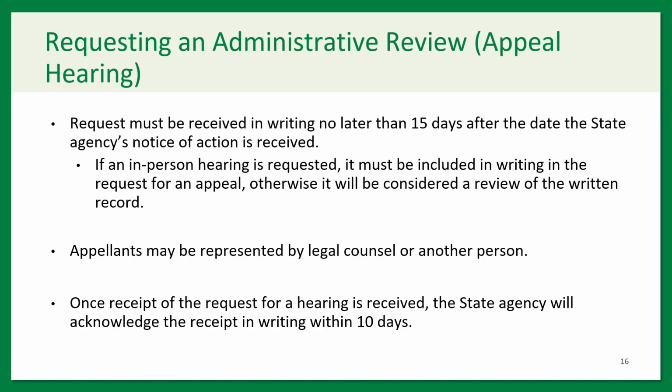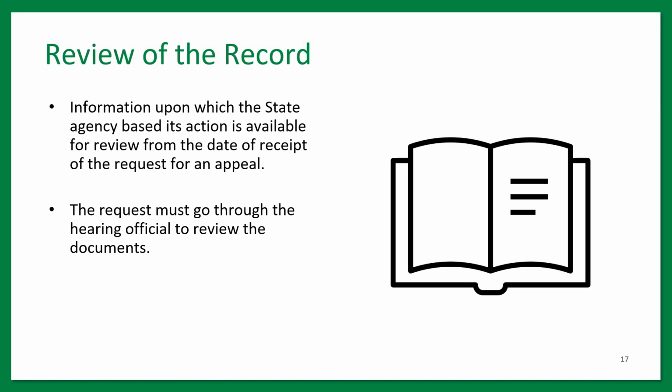Appellants may be represented by legal counsel or another person. State agency staff must be allowed to observe the hearing. Upon receiving a request for a hearing, the hearing official will acknowledge the request within 10 days. Information upon which the state agency based its actions must be available to the appellant for inspection. The request must go through the hearing official to review the documents.